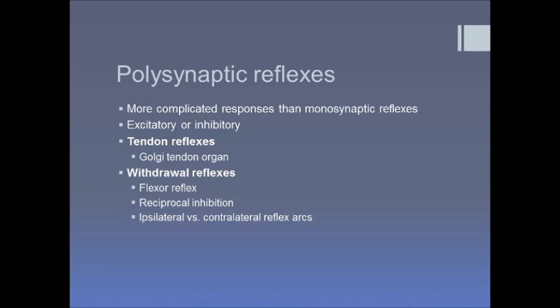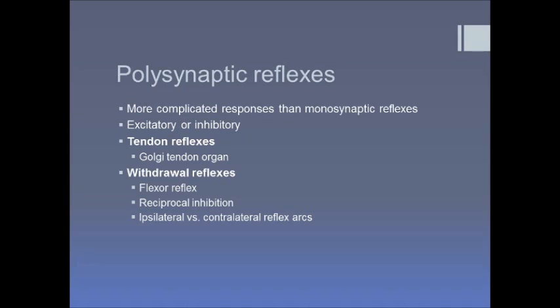Withdrawal reflexes are also considered polysynaptic. These can be flexor reflexes, where you draw your arm or a limb closer to your body in an effort to prevent harm to yourself. Reciprocal inhibition typically occurs with this, where if you flex one muscle in a withdrawal reflex, usually its opposing muscle relaxes, and it has to in order for that to occur.